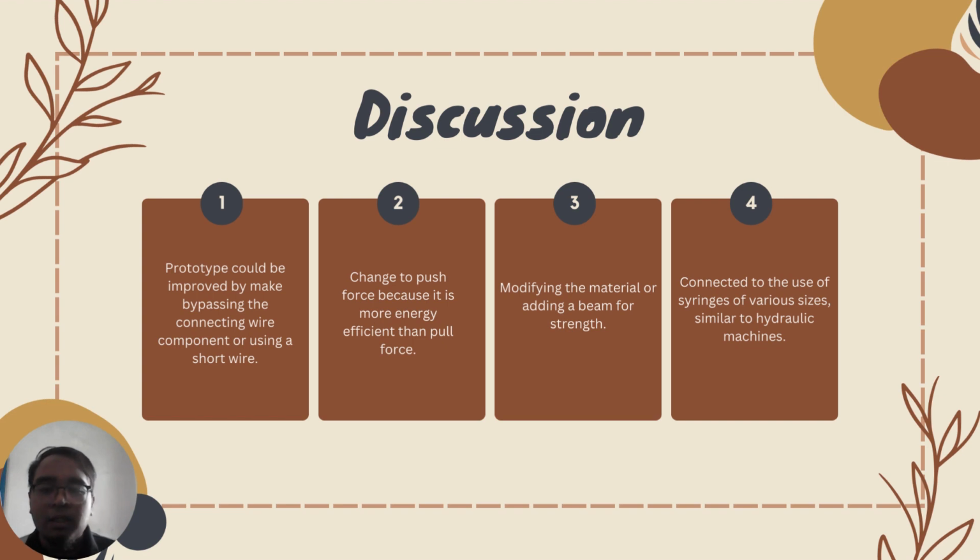Bypassing the connecting wire component or using a short wire, so that the energy can transfer fast. Second is about changing to push, and the third is about modifying the material or adding a beam for strength of the prototype. And fourth is connecting the use of syringes of various sizes similar to a hydraulic machine. This is because we want to apply the application of hydraulics.